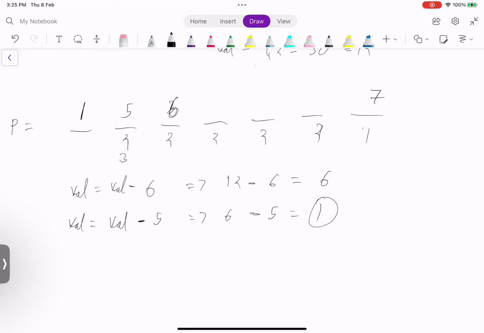We want to subtract only 1 time. So now we just subtracted it 1 time. This became 3. So here we perform 3 subtractions from the value. Here we performed 2 subtractions, and here we perform 1 subtraction from the value. Right?